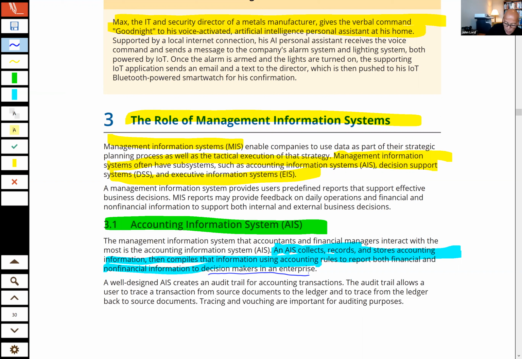Now they tell us that a well-designed accounting information system creates an audit trail. The audit trail allows a user to trace transactions from source documents to the ledger and trace the ledger back to source documents. That's important for auditing purposes, which is sort of making my point. If we're being audited, we're probably being audited for external financial reporting purposes, right? So it's not just limited to internal, okay?